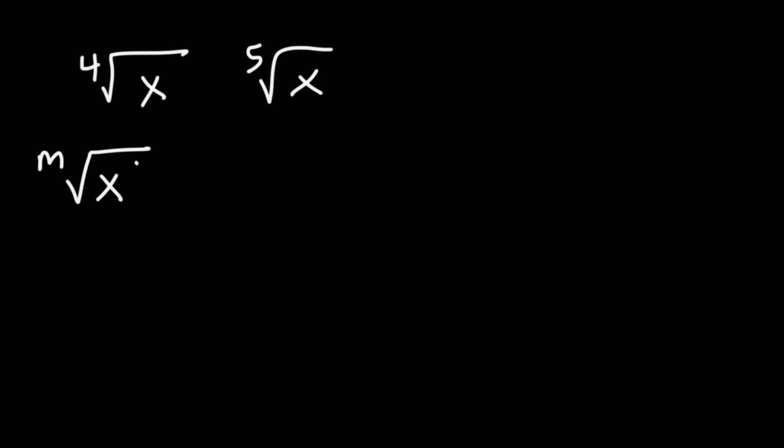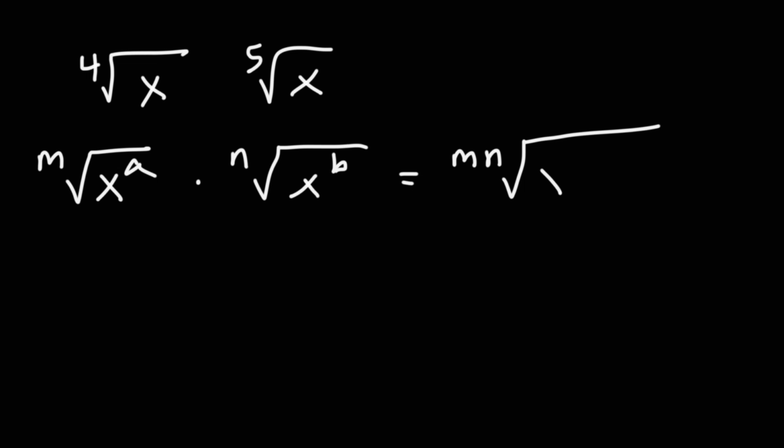Now let's talk about multiplying radicals with two different index numbers. So let's say we have the fourth root of x and we want to multiply it by the fifth root of x. How can we do that quickly? Well, here's the formula. The m root of x to the a times the n root of x to the b is equal to the m times n root of x to the an plus bm.